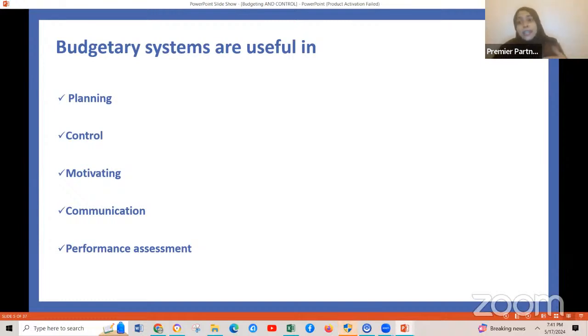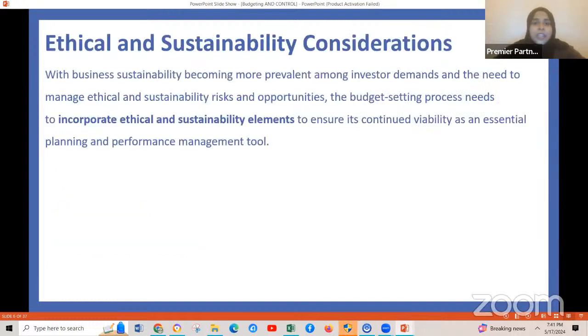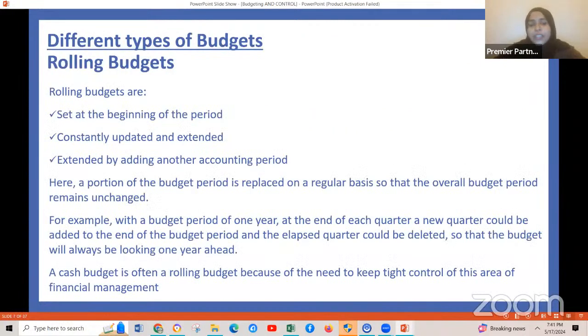Things like that can be controlled. And if you had gone wrong, you can understand where you went wrong and try to correct it and make sure it doesn't happen again. And then also budgets are useful for communicating, basically to let others know about your plans, and also for performance assessment, to assess how well you have done. When you are budgeting, you have to consider the ethical and sustainability considerations, very important in today's time.